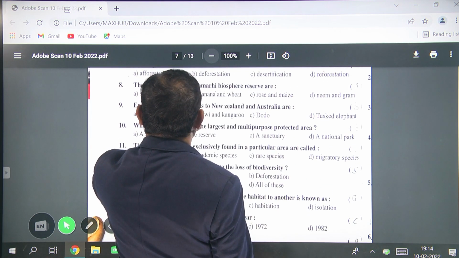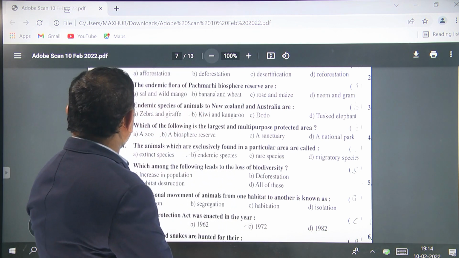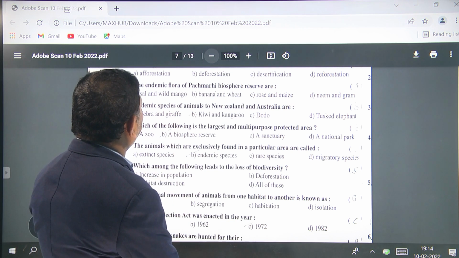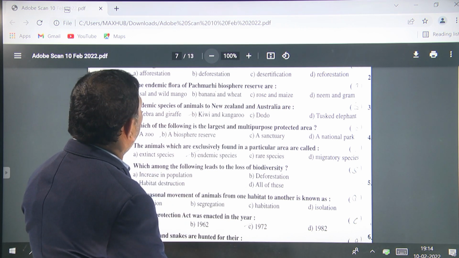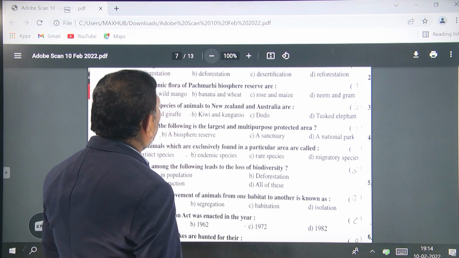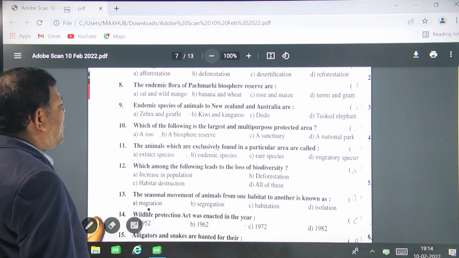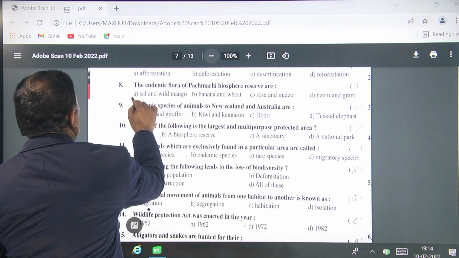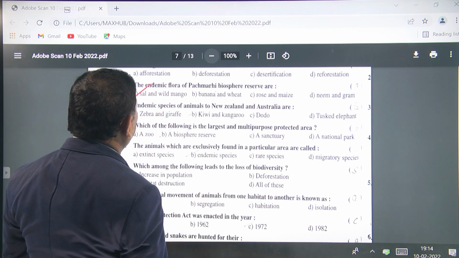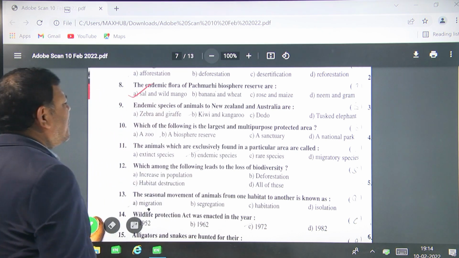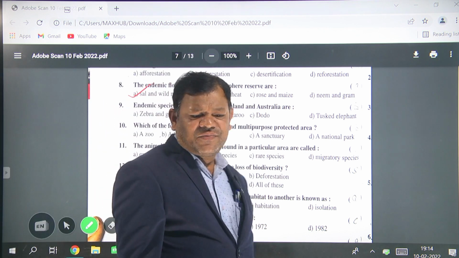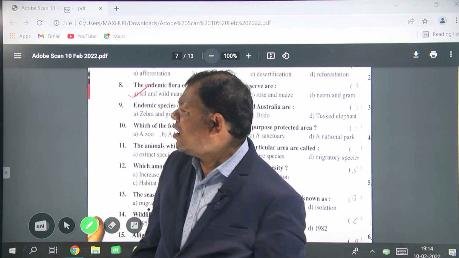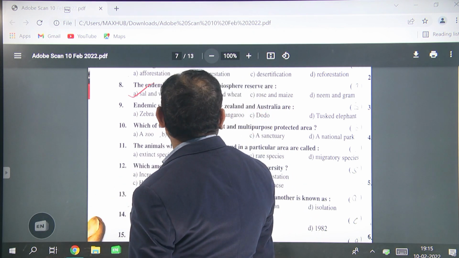Now see, next question. The endemic flora of Pachmarhi Biosphere Reserve are sal and wild mango, banana and wheat, rose and maize, neem and gram. Sal and wild mango. Next, endemic species of animals in New Zealand and Australia. The endemic species of New Zealand is the kiwi bird. Australia, the kangaroo.